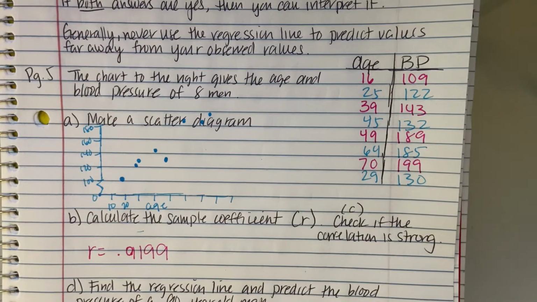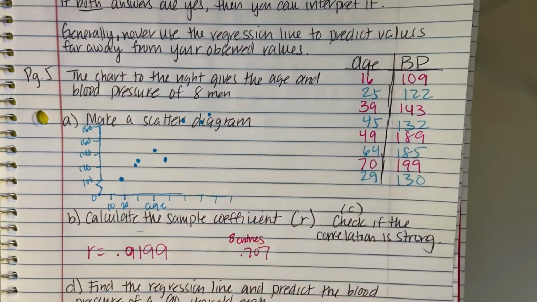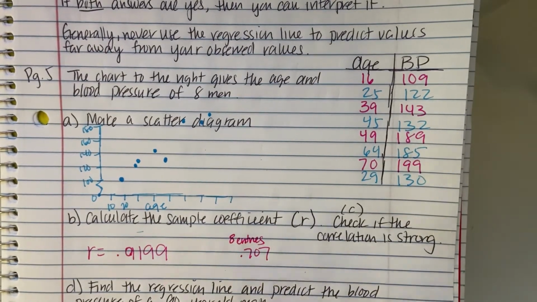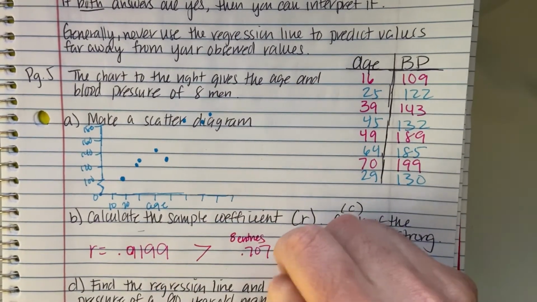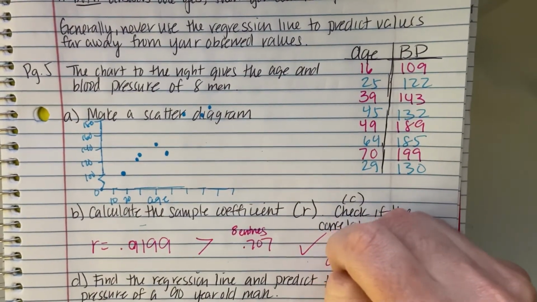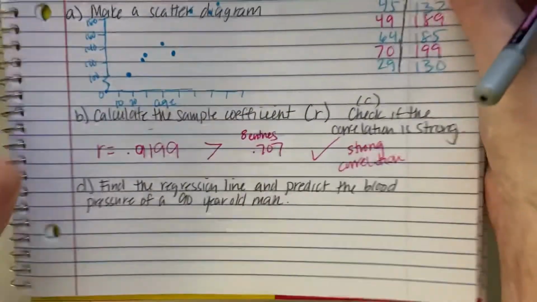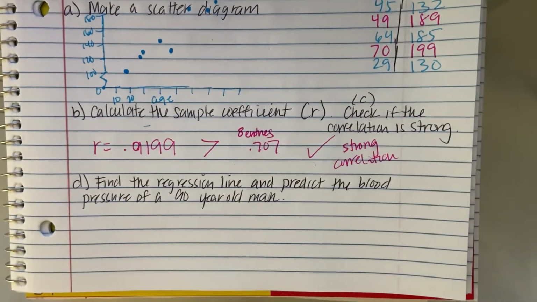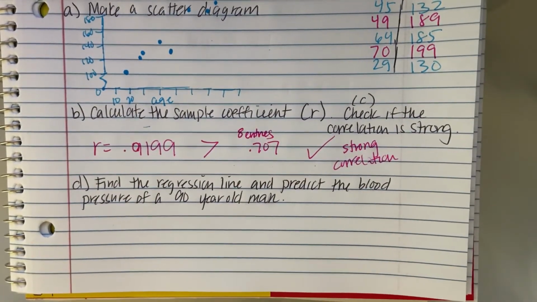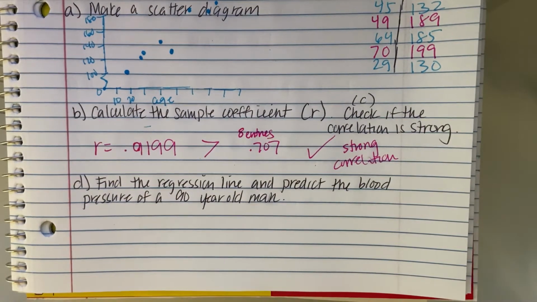And check if it's strong enough to use. So we have 8 data entries, and it says for 8 entries, I need at least a 0.707 or at least a negative 0.707. And 0.9199 is greater than 0.707, so we do have a strong correlation. And lastly, if we have a strong correlation, then we can find a regression line. We can do it all the time, but you don't really want to use a regression line unless you have a strong linear correlation.